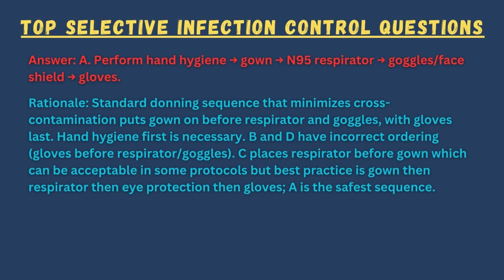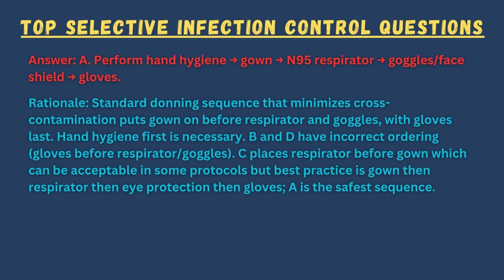Answer. A. Perform hand hygiene, gown, N95 respirator, goggles or face shield, gloves. Rationale. Standard donning sequence that minimizes cross-contamination puts gown on before respirator and goggles, with gloves last. Hand hygiene first is necessary.